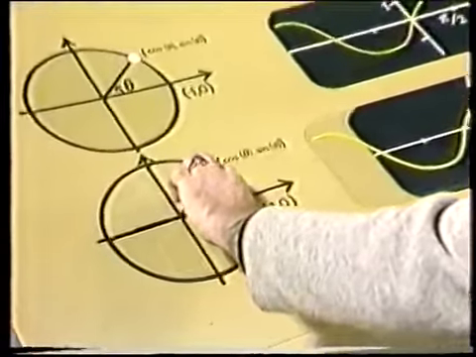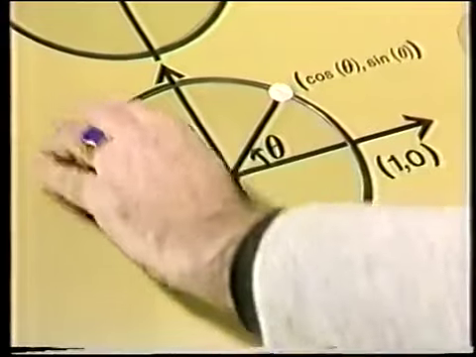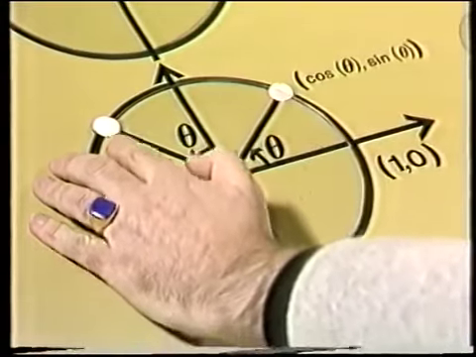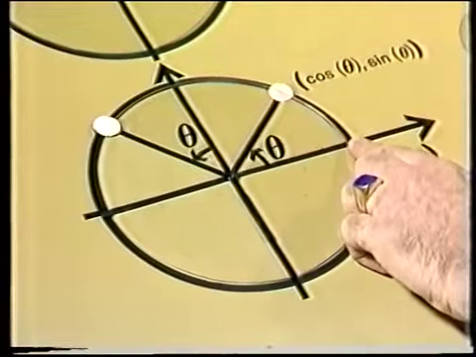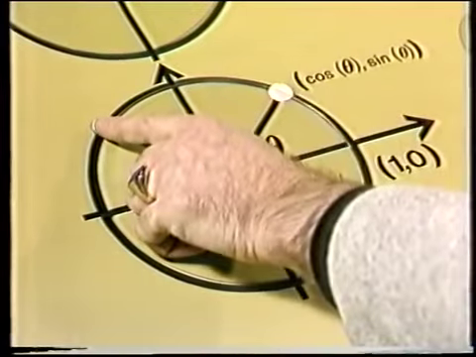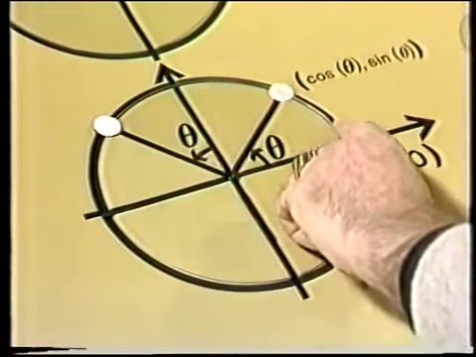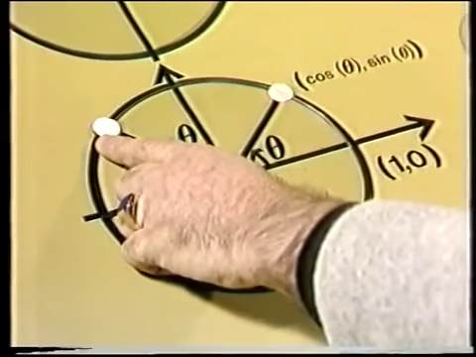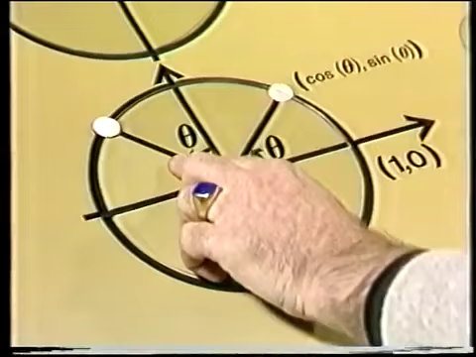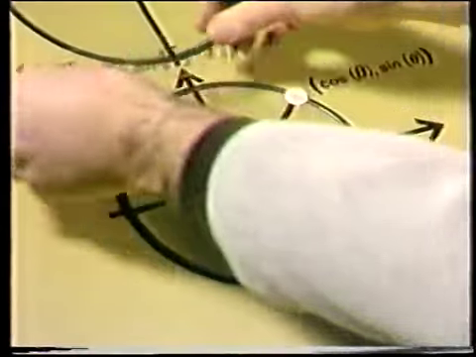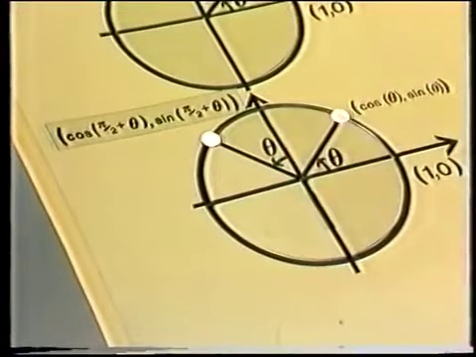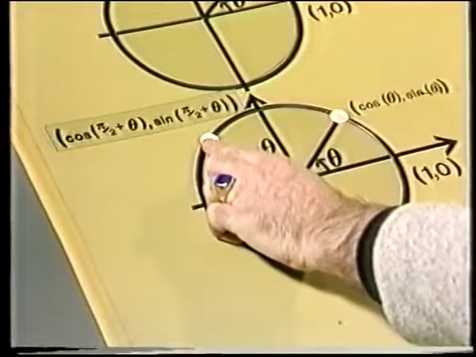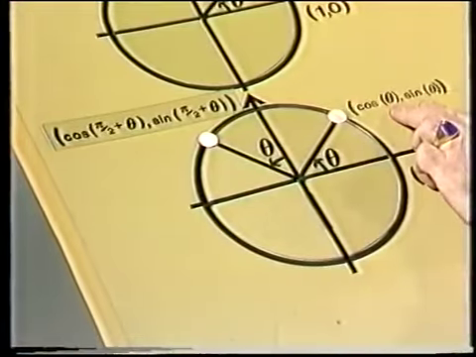If we take this point and rotate it through pi over 2, we get this point. Well, what are the coordinates of this rotated point? We can get that point from (1, 0) by first rotating through theta and then by pi over 2, or alternatively by rotating first by pi over 2 and then through theta. So the coordinates of this point must be the cosine and sine of this angle. That's to say, they are cosine of (pi over 2 plus theta), sine of (pi over 2 plus theta). Now, this point is simply pi over 2 round from (cos theta, sin theta).